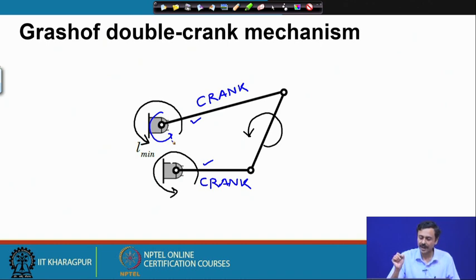So, as I mentioned, a crank is a rotatable link which is hinged to the ground. We will not call the coupling link a crank.